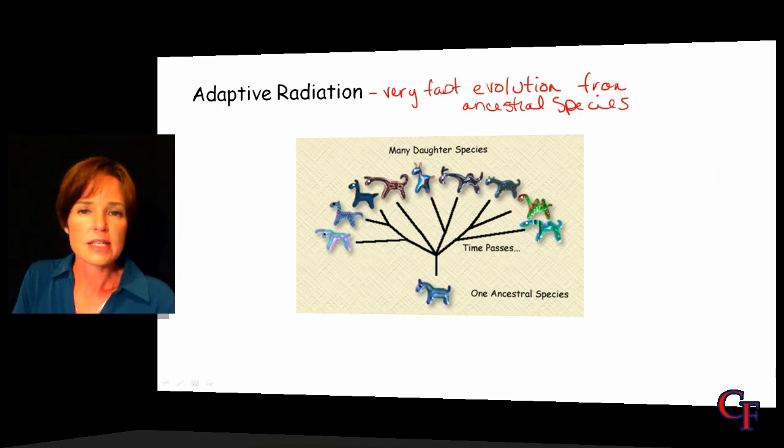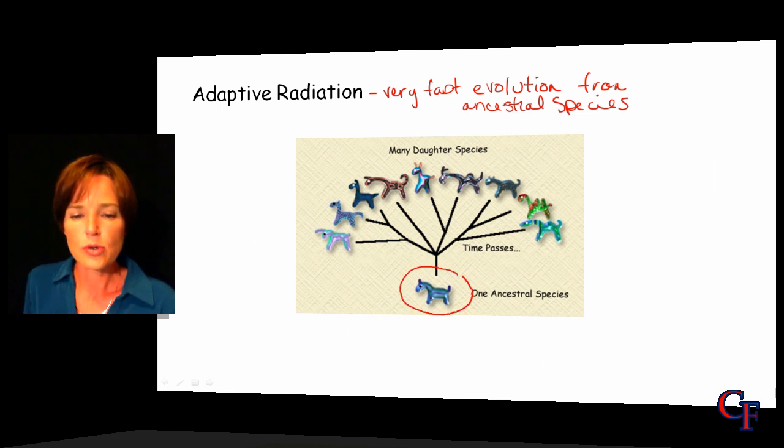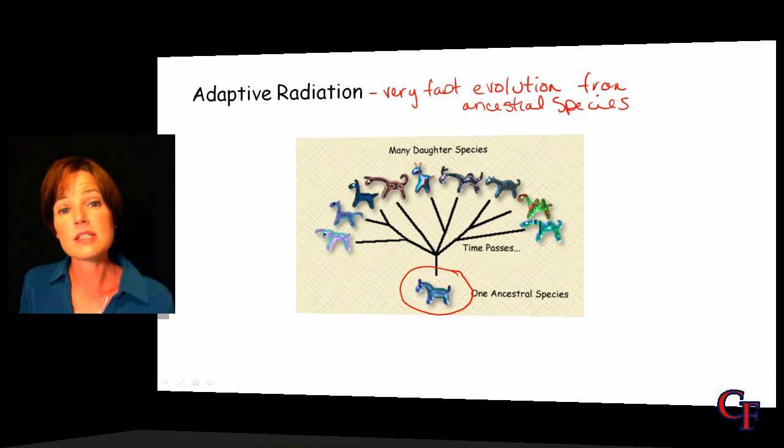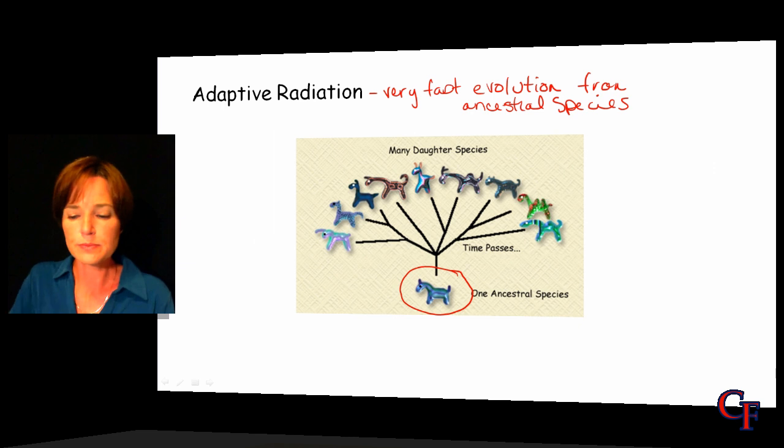So what we mean by this is that we see an ancestral species in the fossil record, and then very rapidly we see a whole bunch of descendant species from that. So a lot of daughter species. Here in this little example, we see this one horse-looking ancestral species. Then we see it go away, but we see all of this branching in this tree. So we see the tree suddenly have lots of different tips on it, if you will.